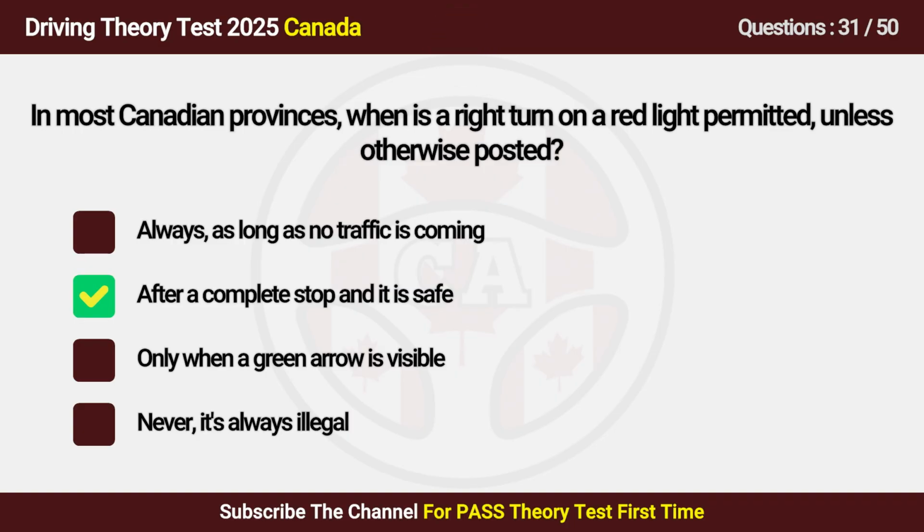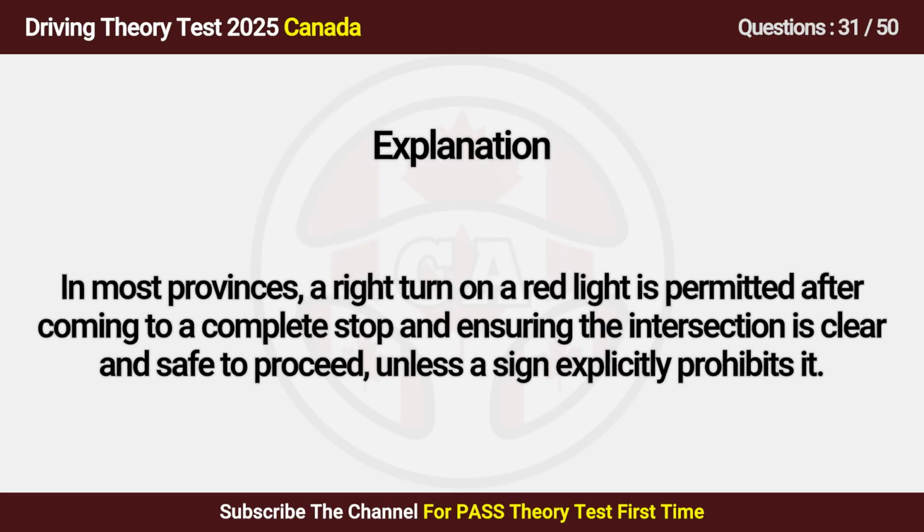Answer is B, after a complete stop and it is safe. In most provinces, a right turn on a red light is permitted after coming to a complete stop and ensuring the intersection is clear and safe to proceed, unless a sign explicitly prohibits it.